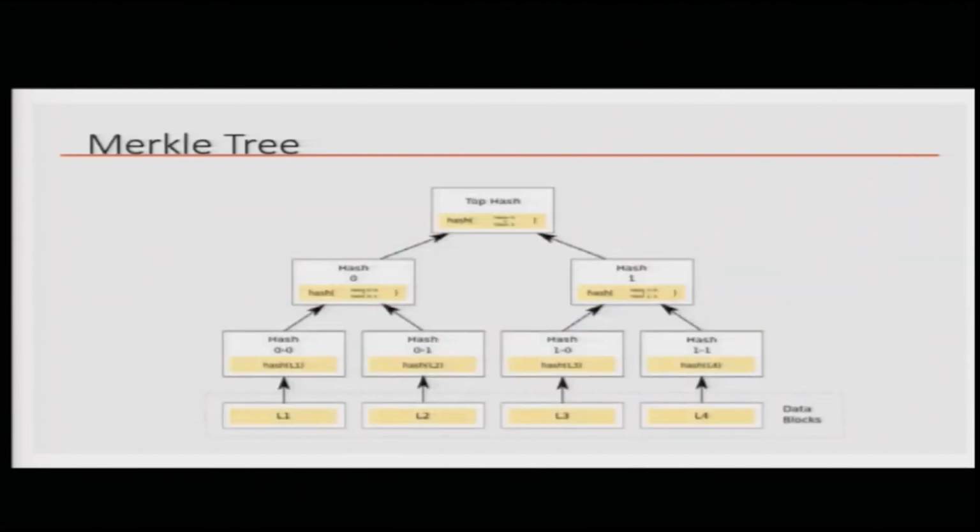And the Merkle tree you already know, so there is nothing new to discuss there. If you want to keep different data, then make them the leaves, and then you start making hashes and get the root hash. The root hash will give you the integrity of the entire thing.